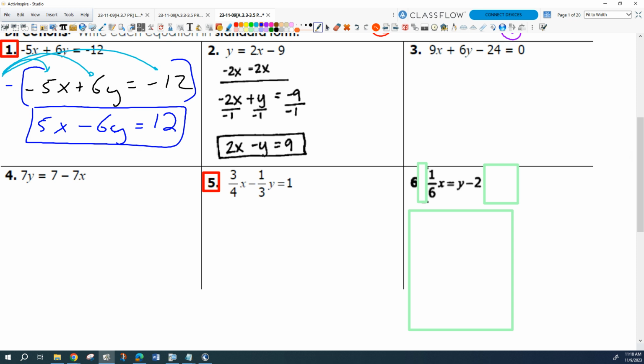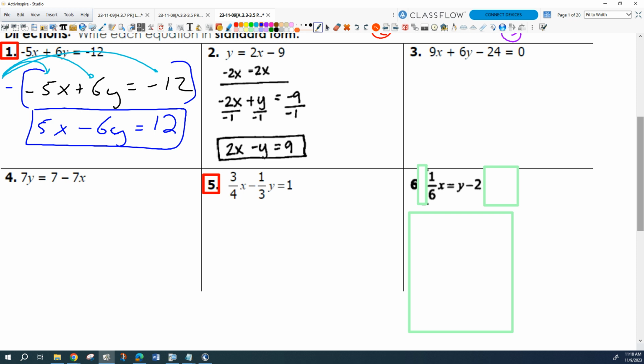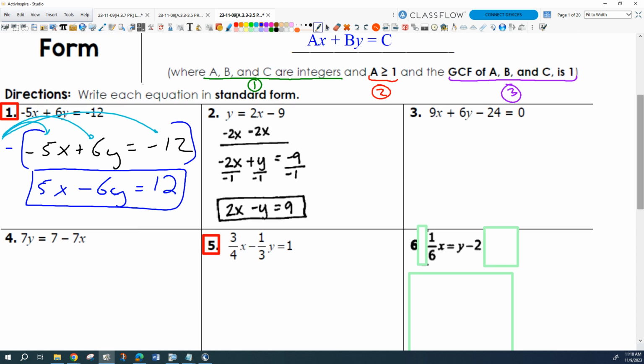Okay, how about number 3? What's wrong with number 3? Okay, the 24, the constant, has to be on the right side of the equation, doesn't it? So what am I going to do? Add 24 to both sides. There we go. So we add 24. Those guys cancel. Hey, that's looking pretty good. Now we get 9x plus 6y equals 24. Okay, good? We sure? No. Are there any other rules I'm still breaking?